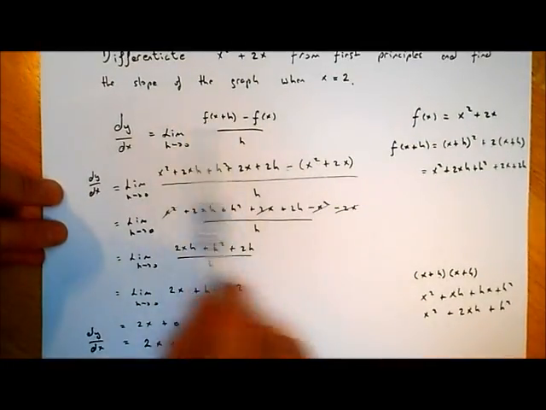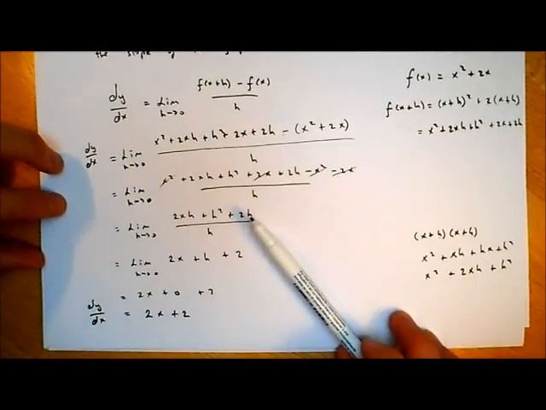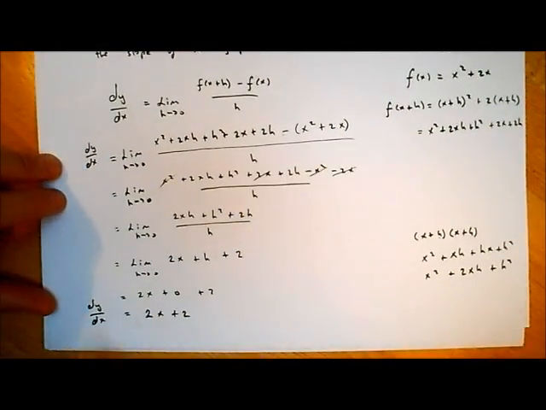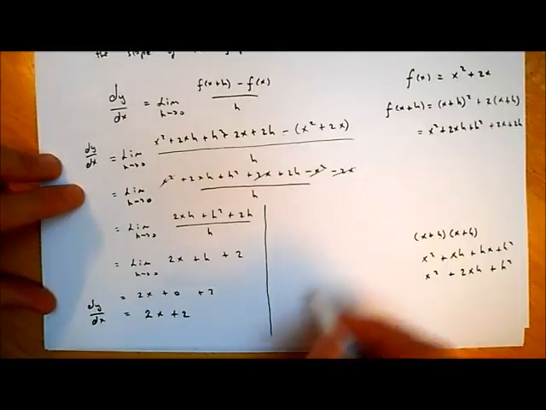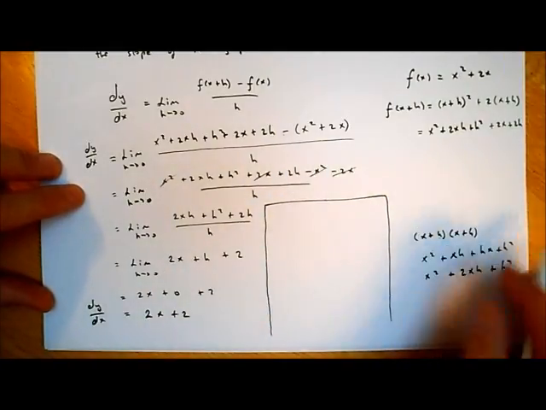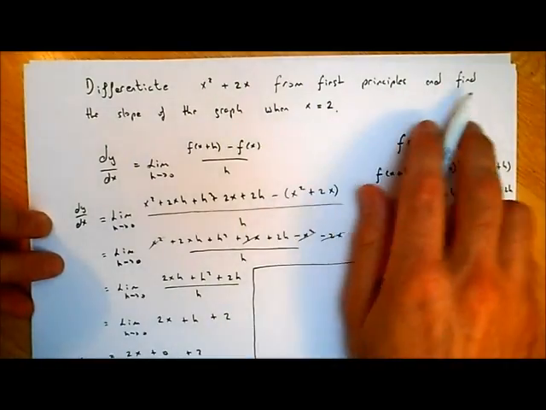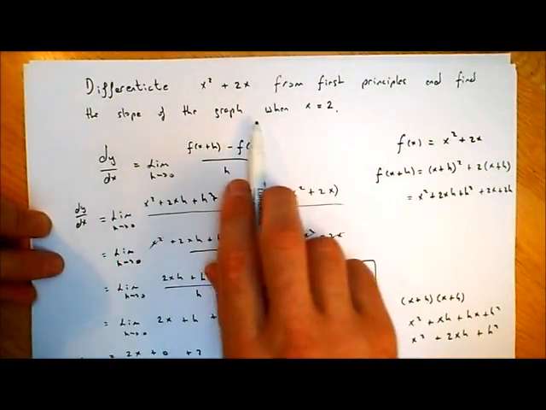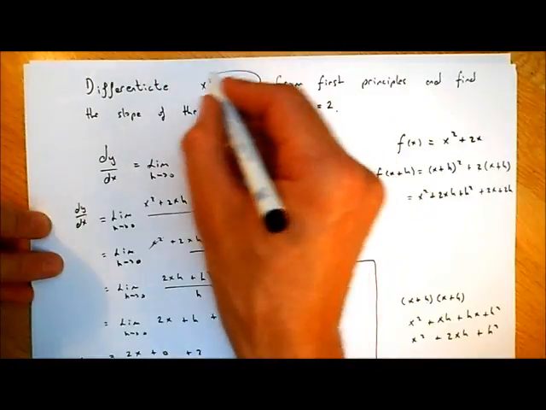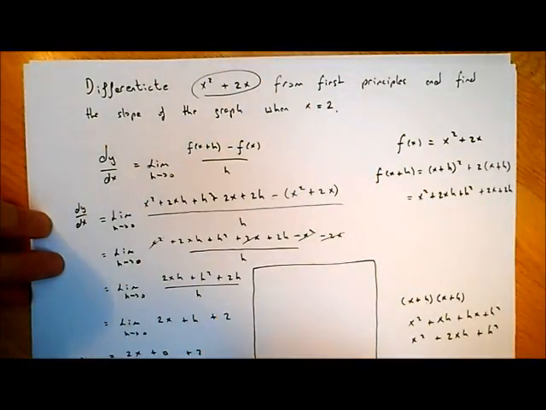Using this formula here, dy over dx is equal to 2x plus 2. So that means the slope of the curve is twice the x value plus 2. Now let's have a look at the second part of the question, which said, and then find the slope of the graph. So this is the graph. We've got to find the slope of this when x is 2.